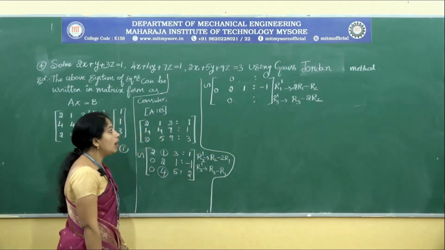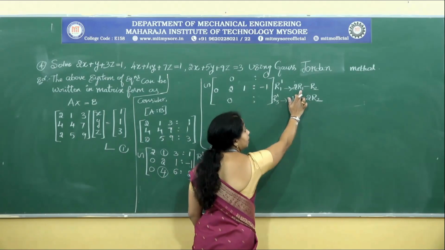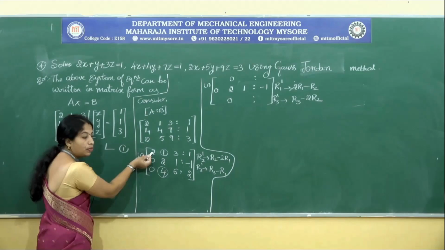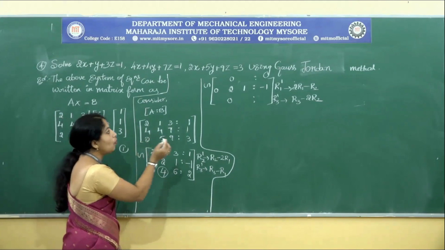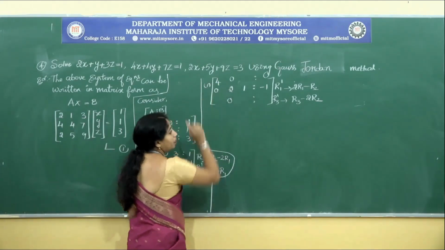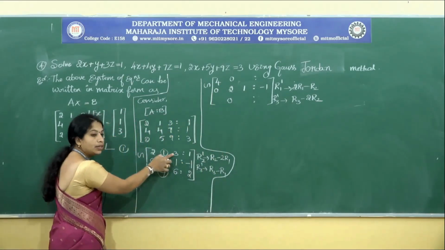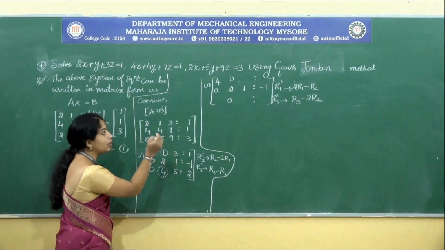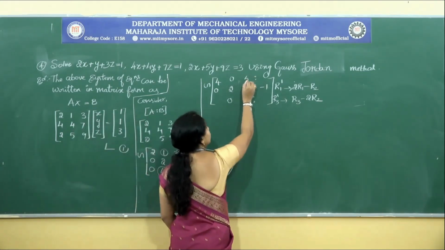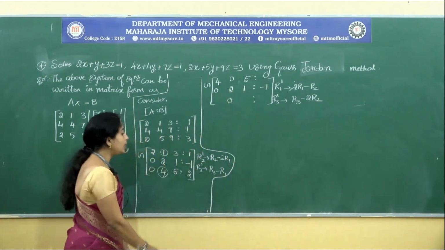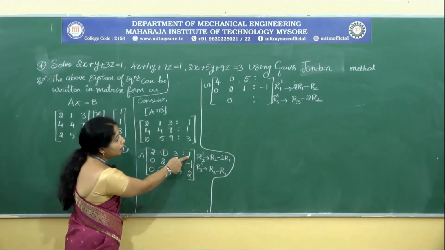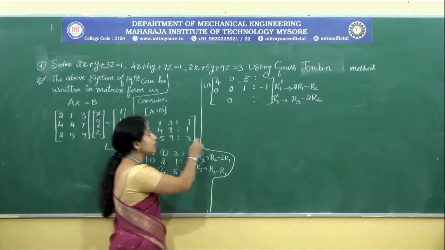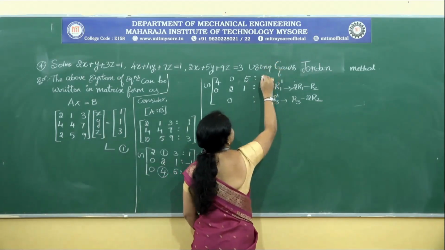See the row operation, R1 dash is 2 times R1 minus R2, that is 2 times 4 minus 0, 4 minus 0 is, you will get 4. 2 times 3 means you will get 6, 6 minus 1, 6 minus 1 is equal to 5. 2 into 1 minus R2, that is minus of minus 1 is plus 1, 2 plus 1 is equal to 3.